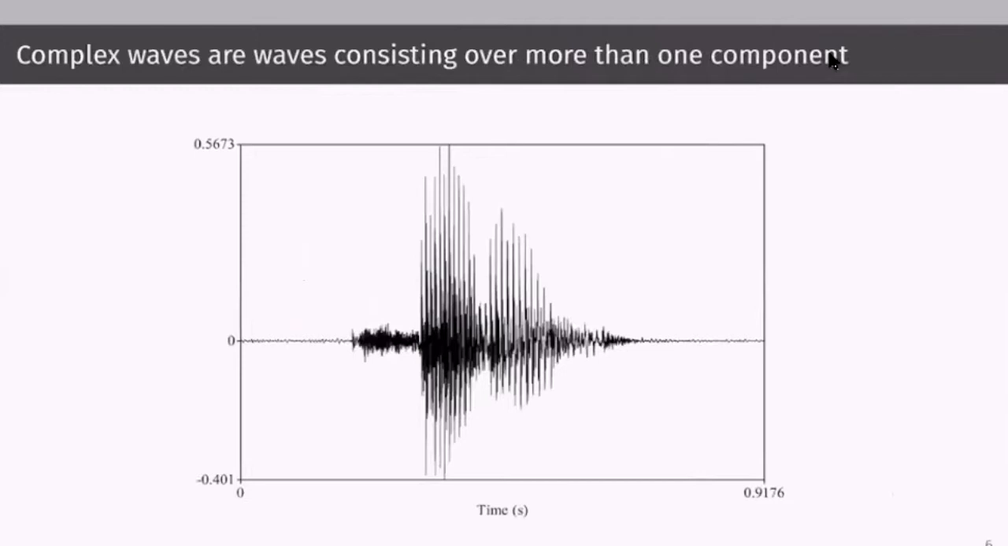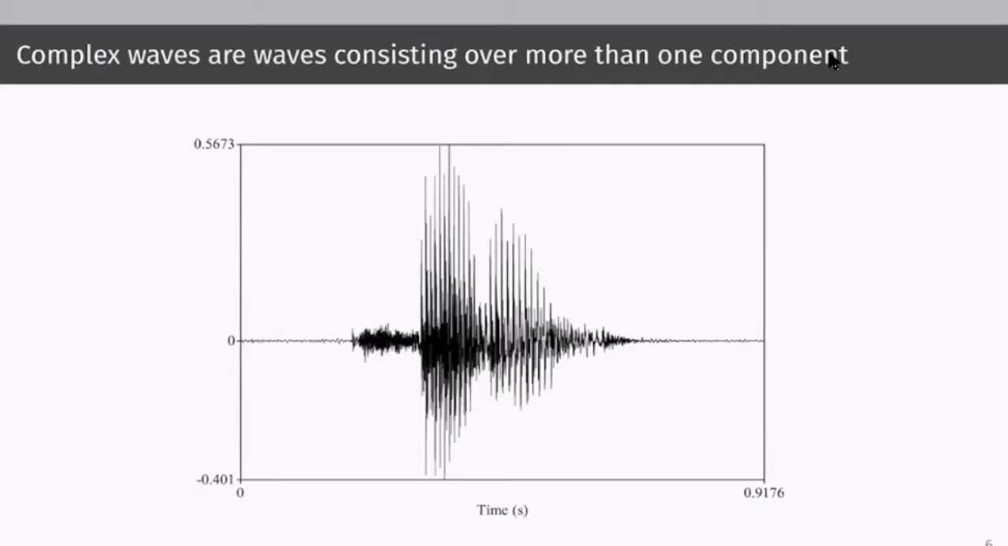So complex waves, and this is all waves that originate from the human vocal tract, they're all complex waves. They are waves consisting of more than one component. And by component, we mean basically a sine wave, the simplest kind of wave. So basically, you get a complex wave by adding a whole bunch of sine waves at different frequencies and changing frequencies over time together, and you get a complex wave.